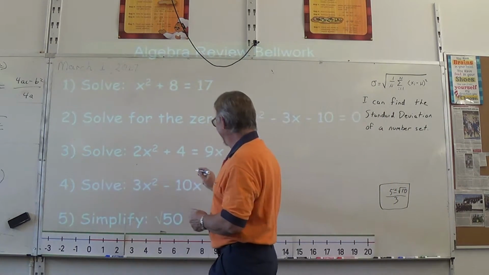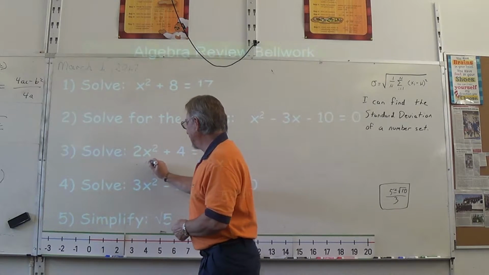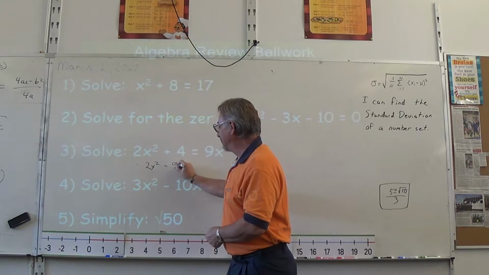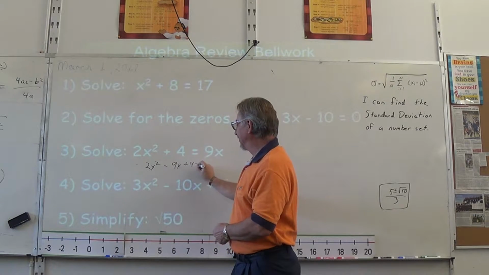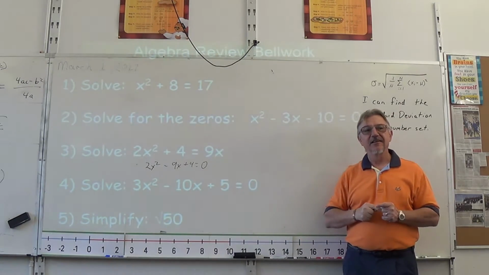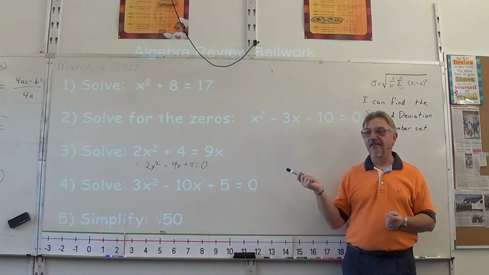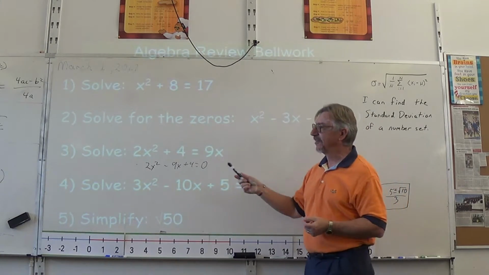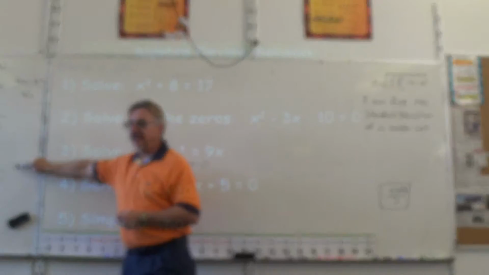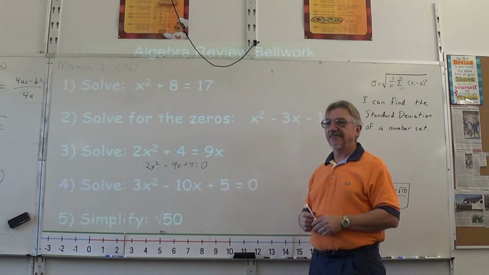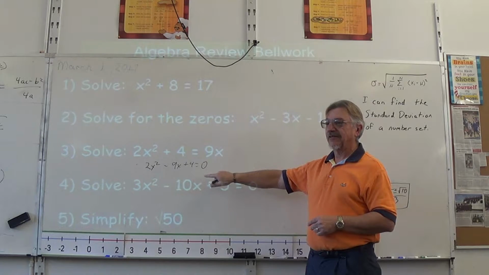Okay, make it equal to 0, so I'm going to have 2x squared. I want to move this over. Minus 9x plus 4 equals 0. So it's equal to 0 now. Right. Now we solve it. Can we factor it? Yes. Can we factor it using the factoring as we learned in class? Sure. Alright.